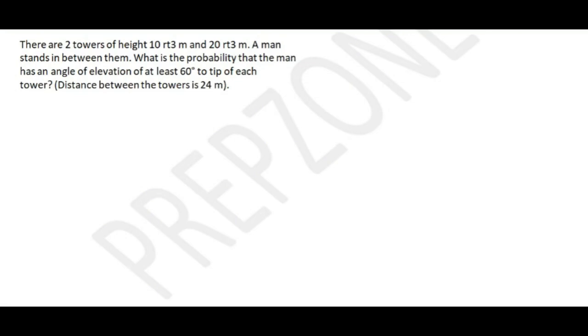See, it's not always necessary that you can manually count the outcomes. So at times it could also be in terms of area, it could also be in terms of distance, it could also be in terms of length. So that's the only hint I can give you. So just draw the towers first, right? This is tower number 1, this is the tower number 2, right? The distance between the towers is 24. This is 20√3. This is 10√3, right?